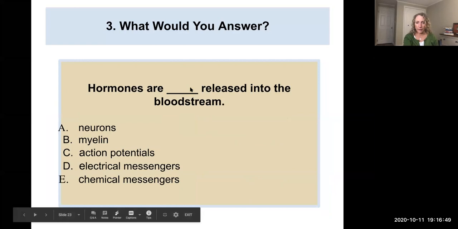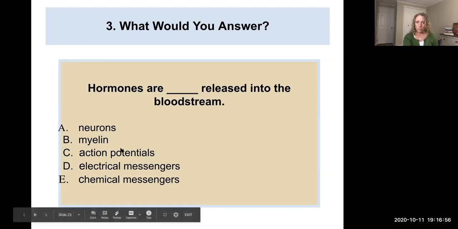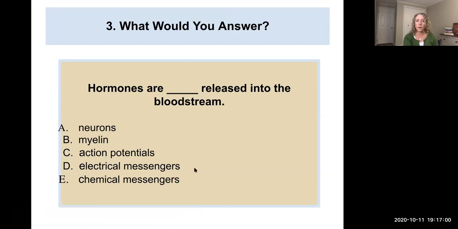Hormones are blank, released into the bloodstream. So this one you might have had trouble with because maybe I didn't emphasize it enough, but it's chemical messengers. So they are chemicals, they're not electrical, and it is in the bloodstream.